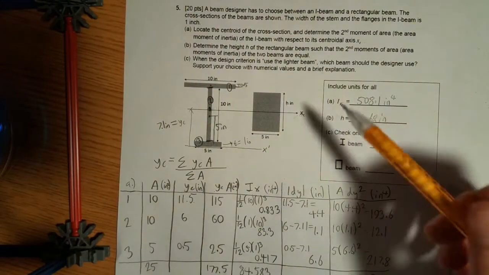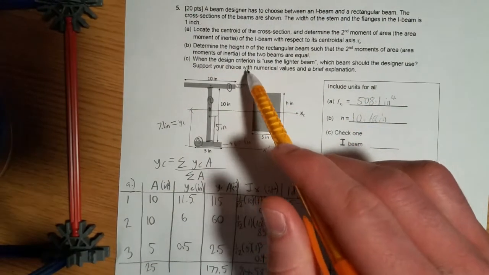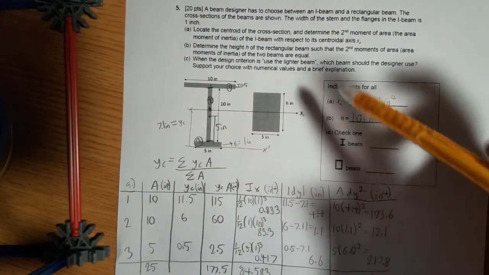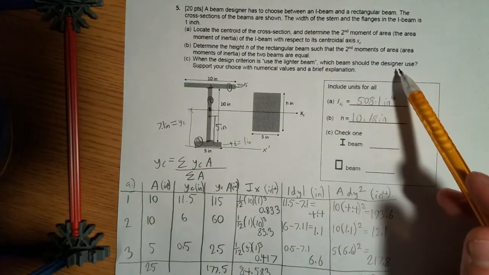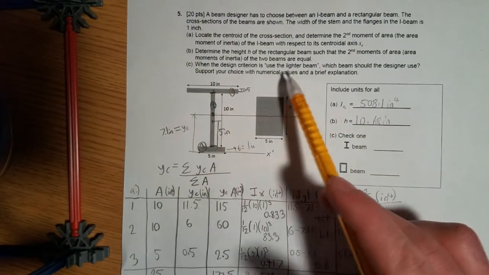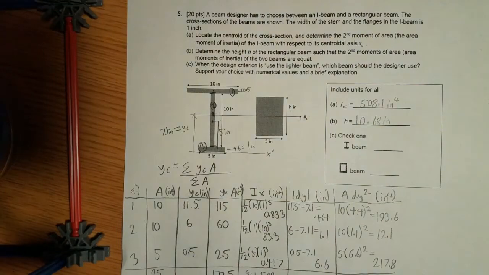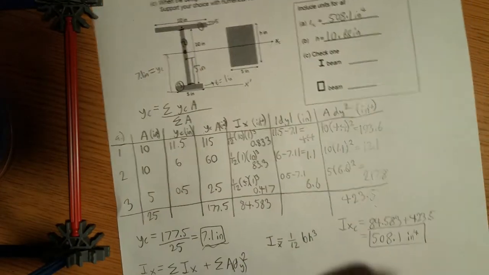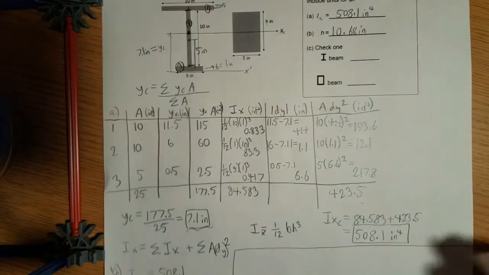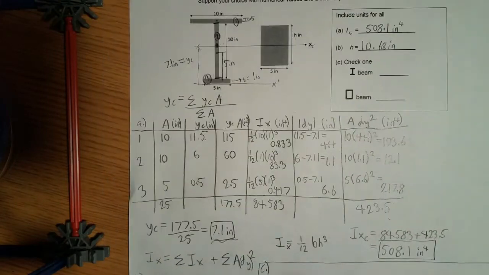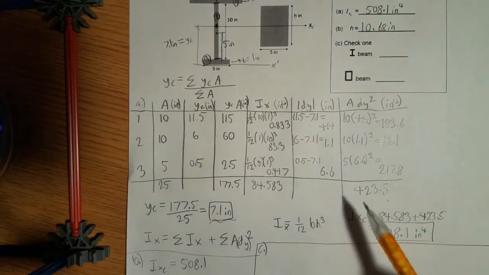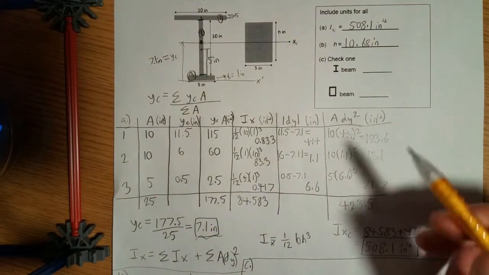Now, last but not least, it says, when the design criterion is to use the lighter beam, which beam should the designer use? Support your choice with numerical values and a brief explanation. Well, having to explain it's kind of lame, but we'll do our best shot at this. Just section this off. So this is where we need to calculate the areas of each of these.